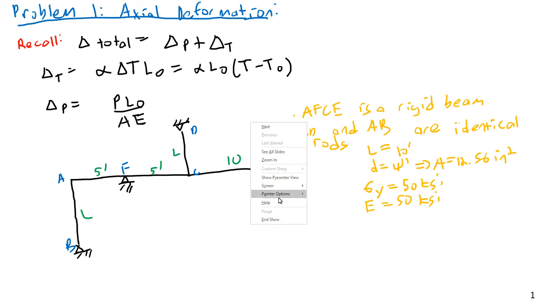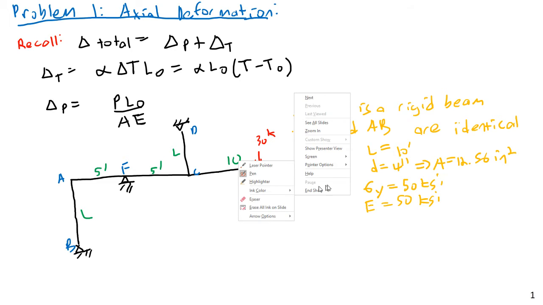And this thing is going to be under a load of, let's say, a point load on the point E of 30 kips. There's a point load on the end of 30 kips. So what we are looking for is the normal stress in each rod. Calculate the normal stress in each rod.